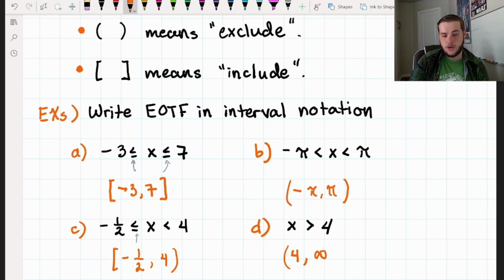As a convention, we always write parentheses around our infinities. The reason for this, and this is kind of a tricky topic, so I won't go too in-depth here, but if you have more questions, please come ask me in office hours or shoot me an email about it.